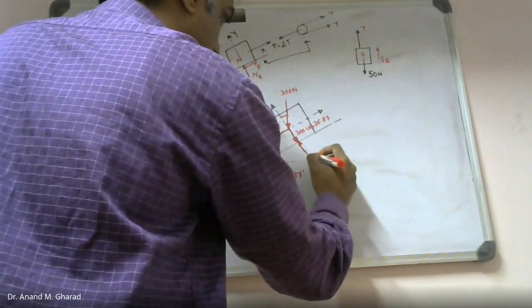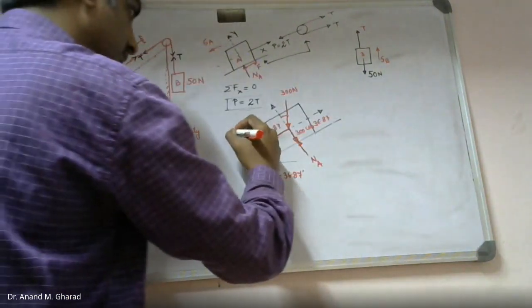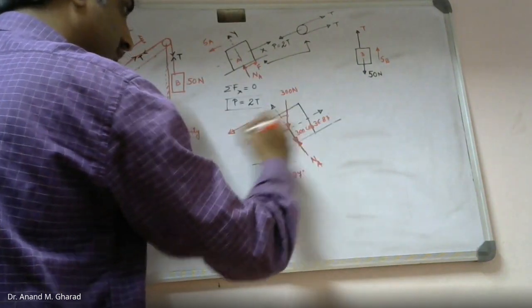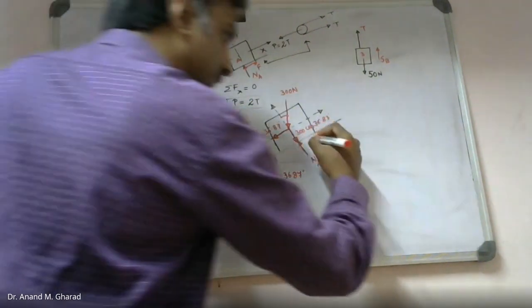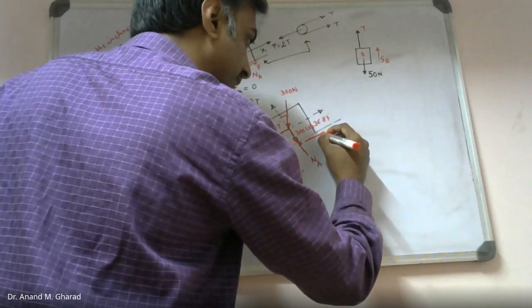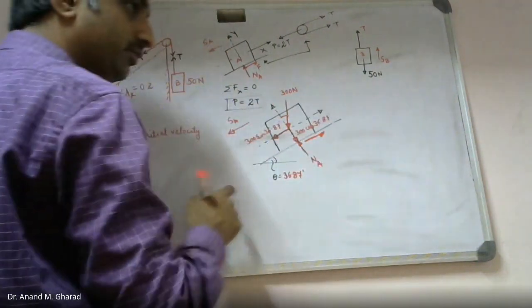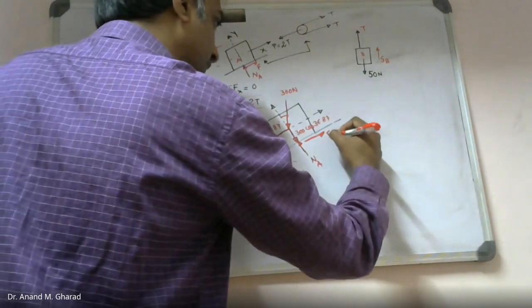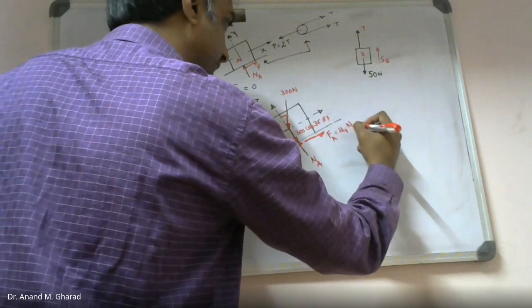So this is normal reaction NA. We know that this is going to get displaced in the downward direction, hence the arrow is in the downward direction. Frictional resistance shall be in the opposite direction of the movement. So this is the frictional resistance, which is acting in the upward direction. Let it be FA, mu K times NA.